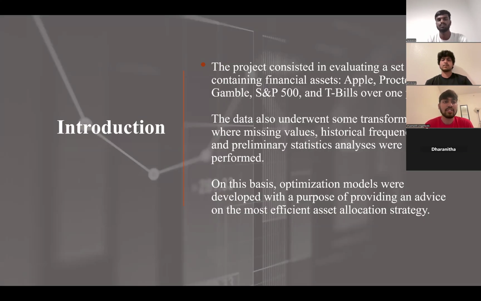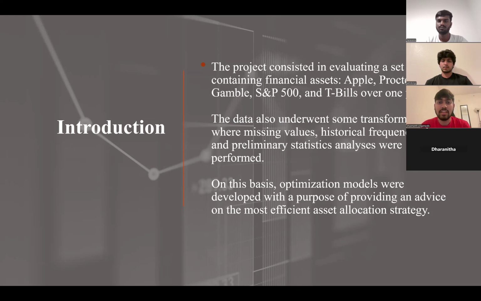Getting to the introduction, this project involved analyzing financial data from four key assets: Apple, Procter and Gamble, S&P 500, and T-bills over a 1 year period. To ensure the data was clean and ready for analysis, several transformations were applied. These included handling missing values. Any gaps in the dataset were addressed to maintain accuracy.